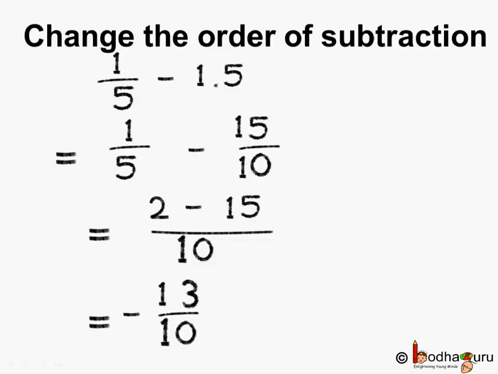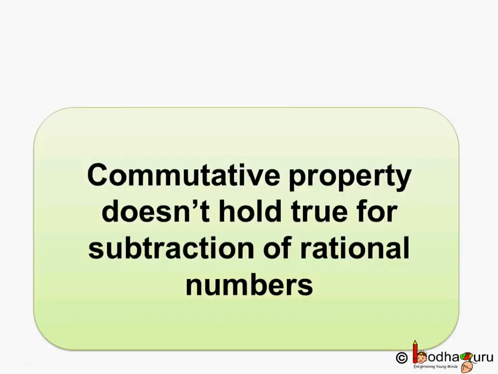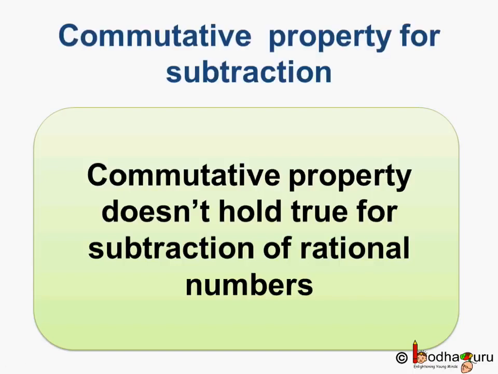What do we see? The answer is not the same when we change the order of subtraction. In the first case, it was 13 by 10, and now it is minus 13 by 10. So what can we say? We can say the commutative property doesn't hold true for subtraction of rational numbers. So the commutative property of subtraction is not true in case of rational numbers.